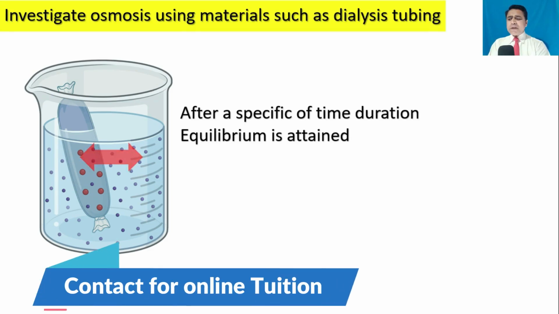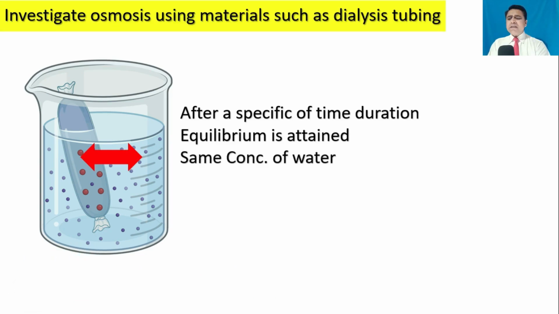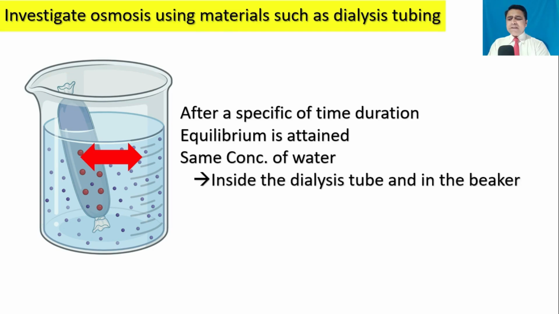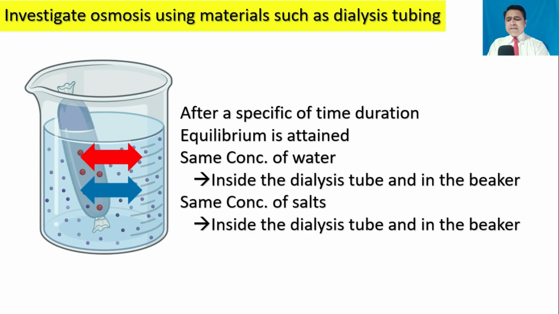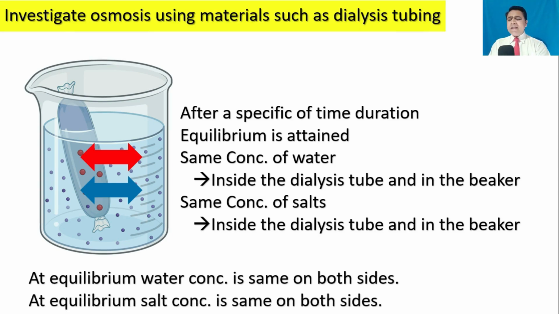Salt concentration becomes equal inside the dialysis tubing and inside the beaker. There is the same concentration of water inside the dialysis tube and in the beaker, and the same concentration of salts. At equilibrium, water concentration is the same on both sides. At equilibrium, salt concentration is the same on both sides.